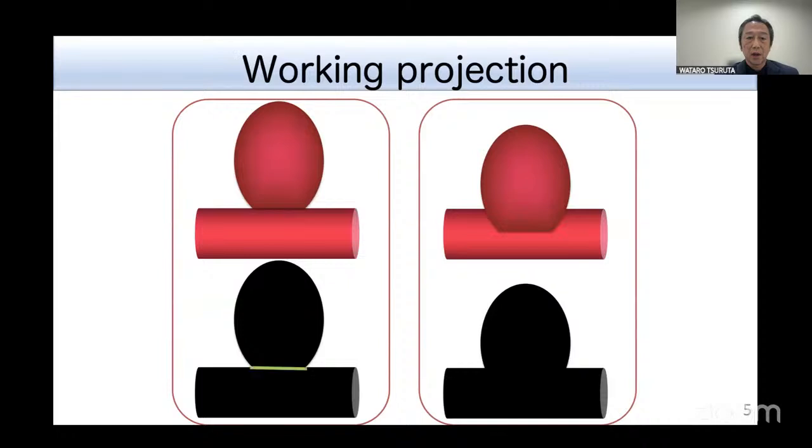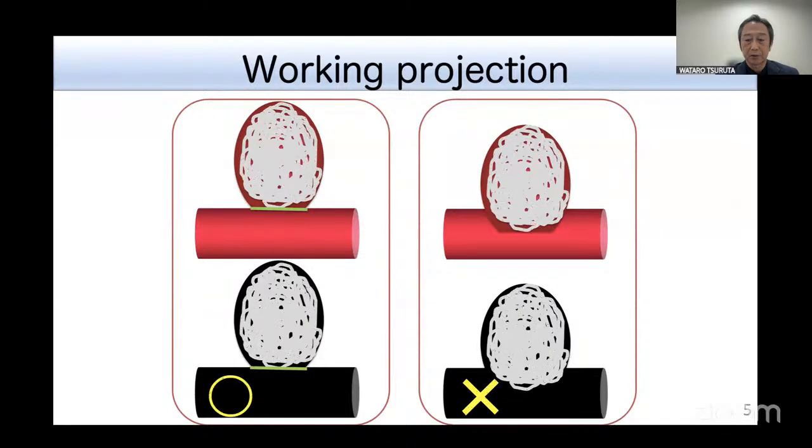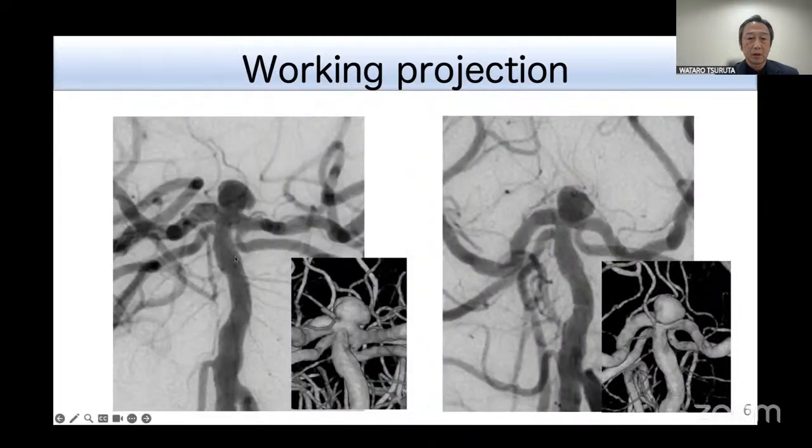Working projections are very important. The left one is a good working projection, but the right one is not good. Working projection is the view in which we can judge the borderline between the aneurysmal neck and the parent artery. The right one is not good because we cannot judge whether this coil part is in the aneurysm or in the parent artery. So the left one is good. In the real world too, the left one is good and the right one is not good, as we can see a double shadow.